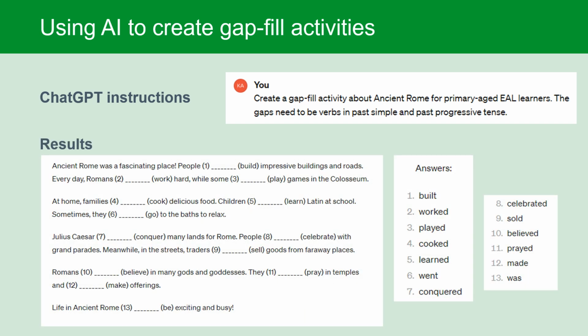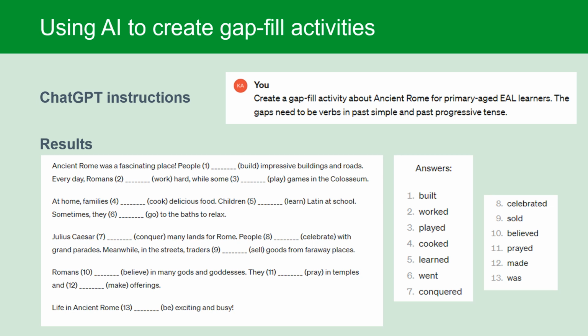ChatGPT also helpfully provided the list of the answers, which you can see on the right here. You can see that in the gap fill activity we've got the verbs in the brackets and they are to be replaced by the correct form of the verbs. This is all good, but there's an issue. None of the verbs in the answers list actually is a past progressive verb. For example, was building or were cooking.